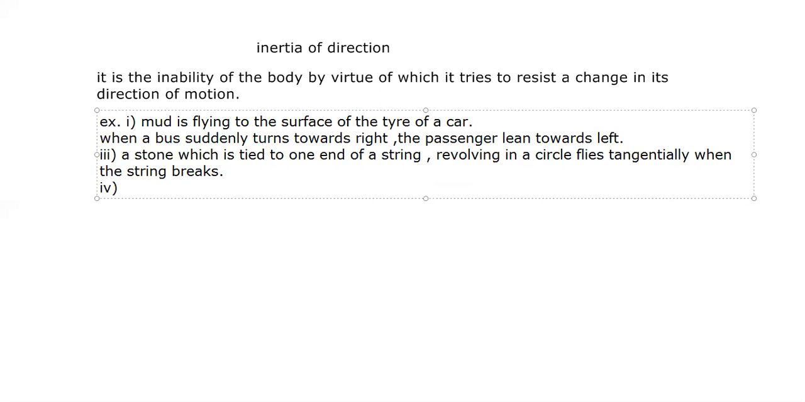Fourth point: flames come out tangentially in a rotating chakar ginni, or we can say firecracker.